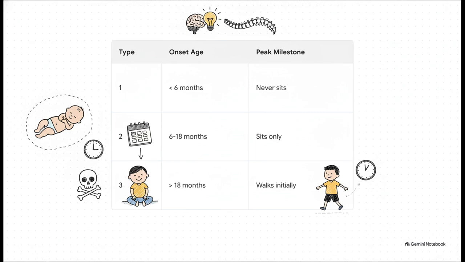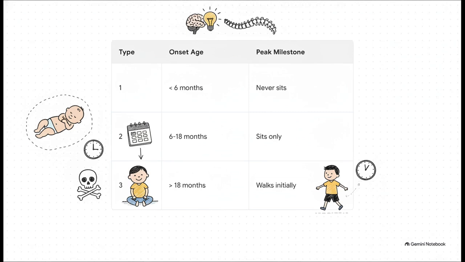Let's break it down. Type 1, which is also known as Werdnig-Hoffmann disease, is the most severe. Onset is super early, usually before 6 months, and definitely presenting at less than a year old. These infants suffer from severe weakness and, tragically, will never be able to sit or walk. Then you have Type 2. The onset is a little later, typically between 6 and 18 months. The peak milestone for these kids is sitting. They can sit independently, but they won't ever walk.